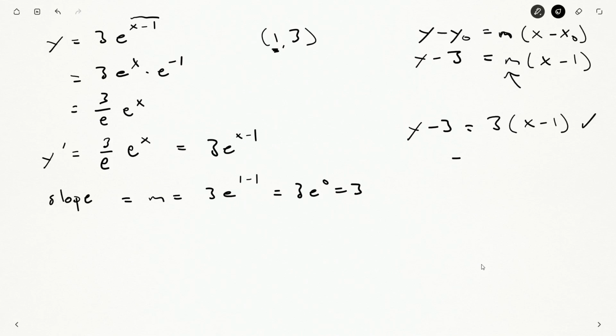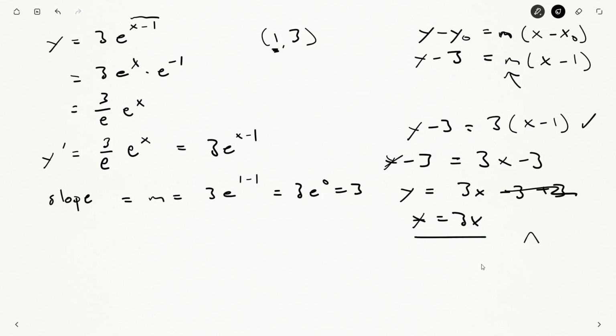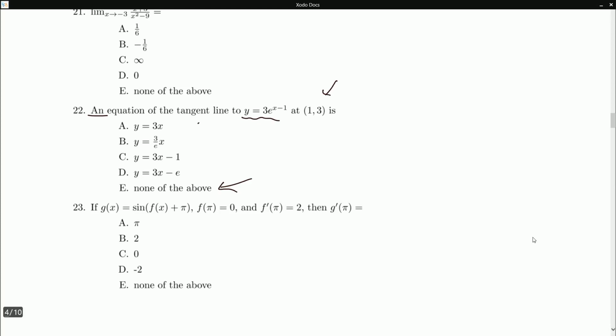What are we to do? Well, we expand the right side of the equation, 3x minus 3, and now we just add 3 to both sides to get y equals. So 3x minus 3 plus 3, those cancel out. And we're left with y is 3x. And I believe that was answer A, but let's go double check. It was indeed answer A.